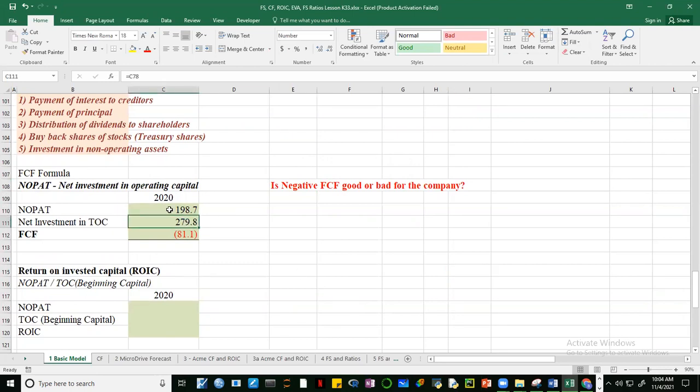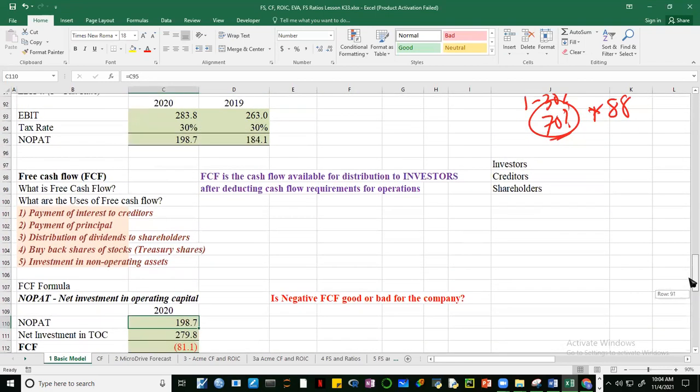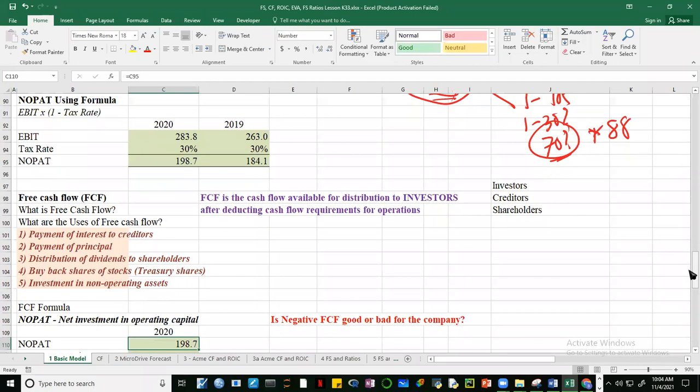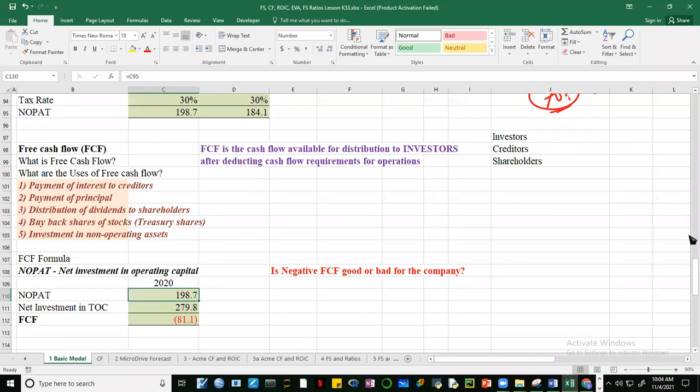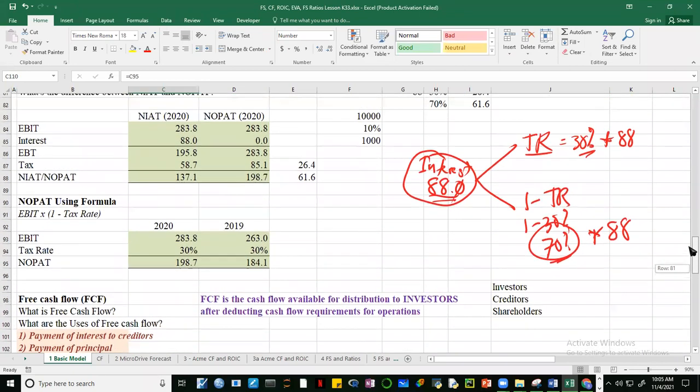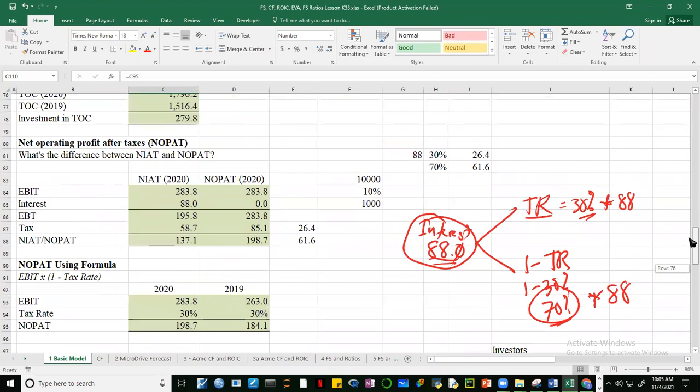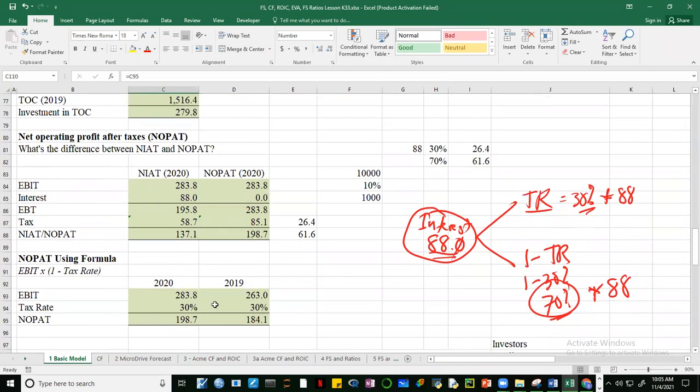Okay, can NOPAT be negative, guys? Please chat if yes or no. Is it possible for NOPAT to be negative based on the formula? Can net operating profit after tax be negative? Hello guys, just look at our formula, you'll get it. Can NOPAT be negative?